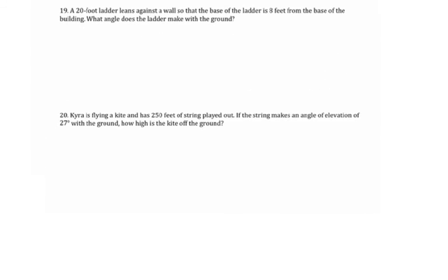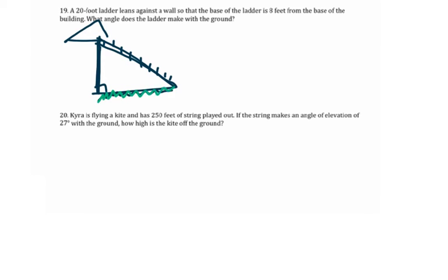Next. This time there is no picture, so we need to draw it. It says we have a ladder that leans against a wall. Here's the wall. Here's the ladder, here's the ground. Make this little house. Here's the wall of my house. Here's the ladder. And here's the ground. There you go. Cute little house.